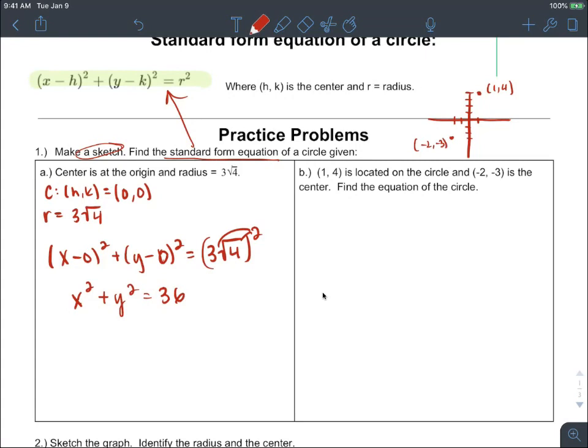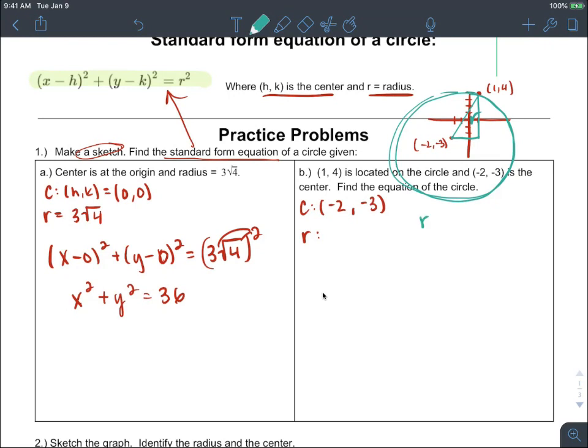So in order to write the equation of a circle, I need the center and the radius. And it looks like I have the center, which is negative 2, negative 3. So I need to find the radius. How would I find the radius? Well, if this is the center and we're going out to a point on my circle, let's sketch this in, then that right there is going to be my radius. So how do I find the radius? Well, we can just use the Pythagorean theorem. Okay, so what we do, it's the distance formula.